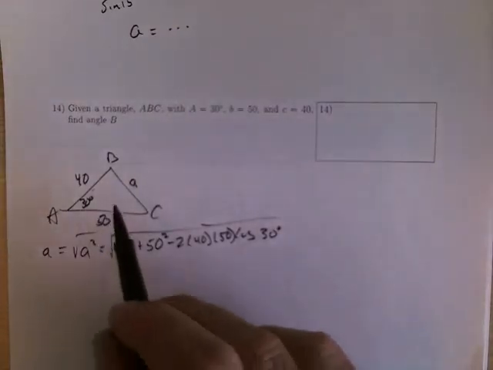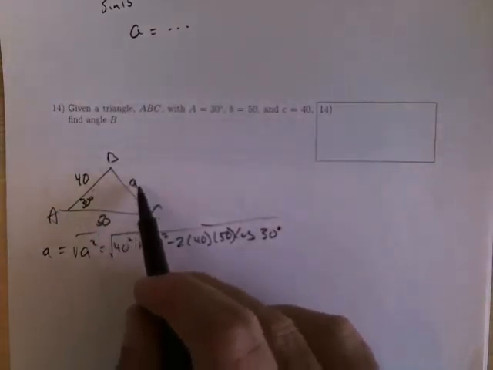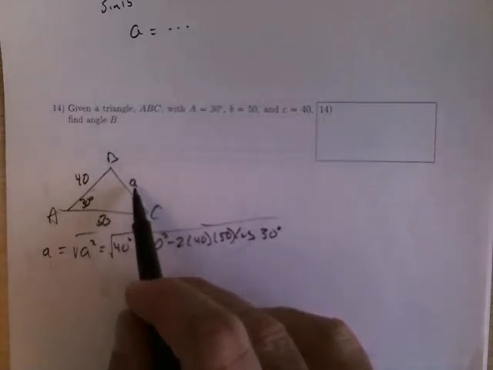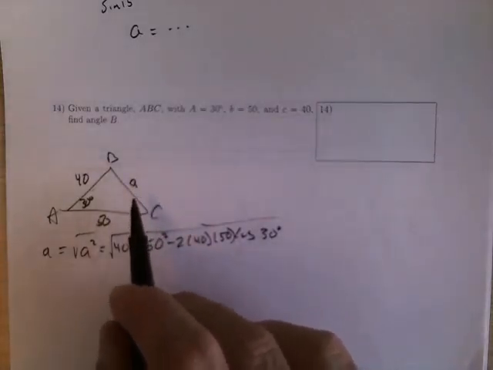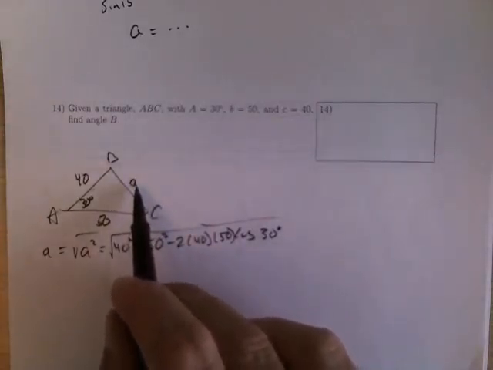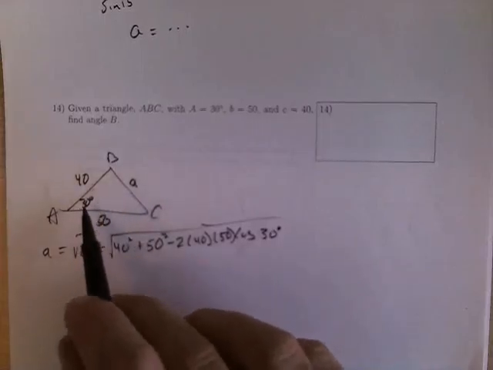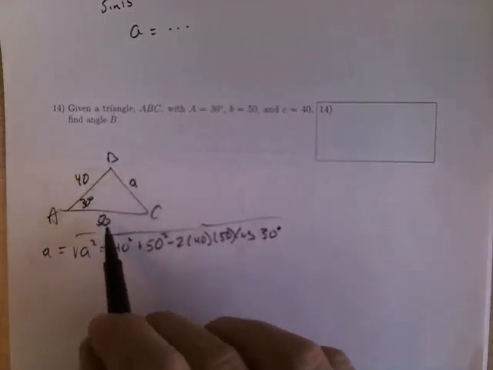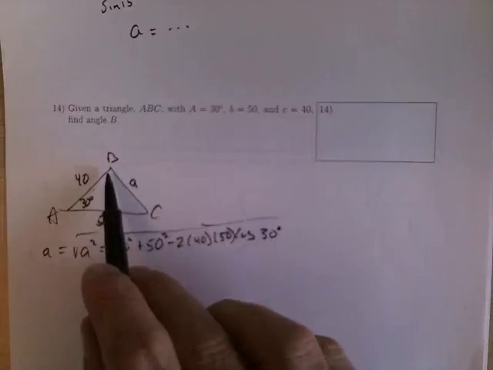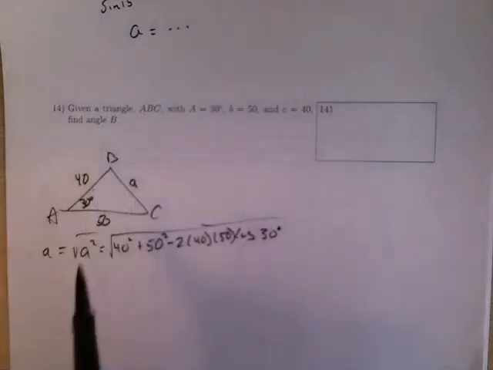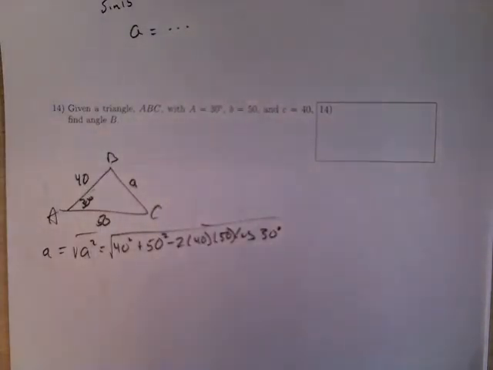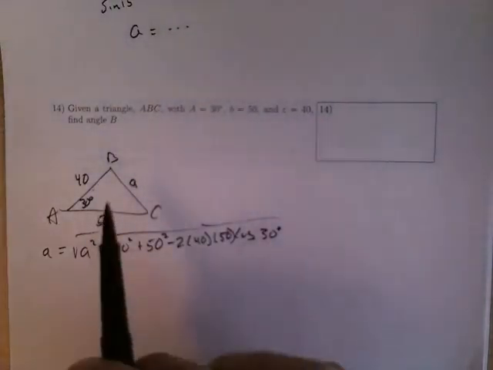So the thing is here, it turns out that when you find A, it's like 25 point something or 24 point something, I don't remember. But it's smaller than either of these other two. So 30 is the smallest angle. 50 is the biggest side, which means angle B is the biggest angle. It's the only one that might be bigger than 90 degrees. So using the law of sines to find angle B is the wrong thing to do because you don't know whether it's going to be right or not.